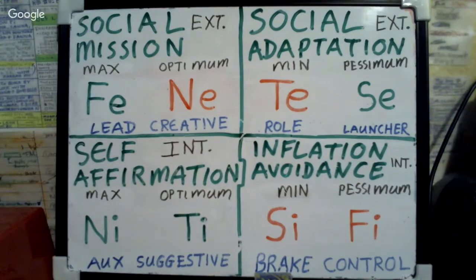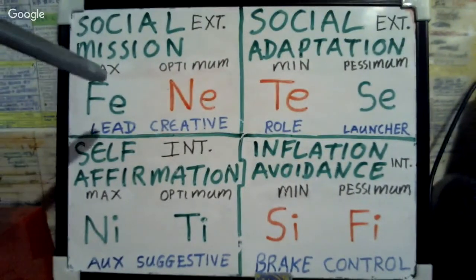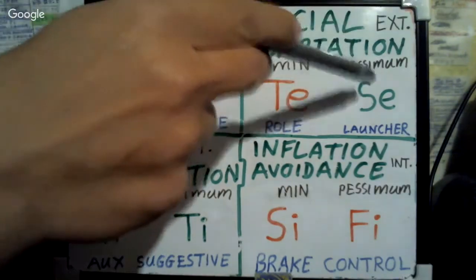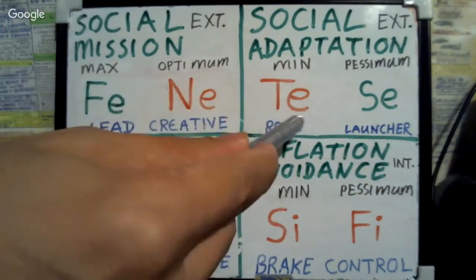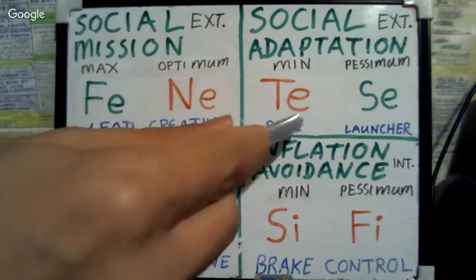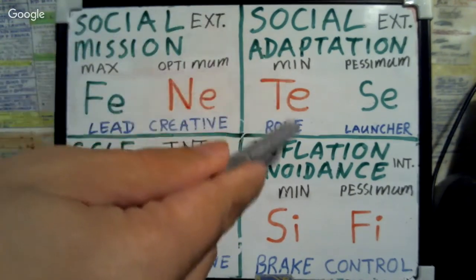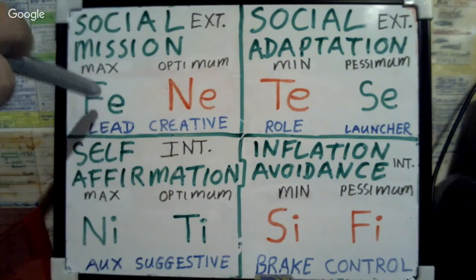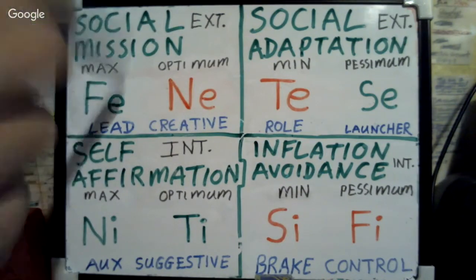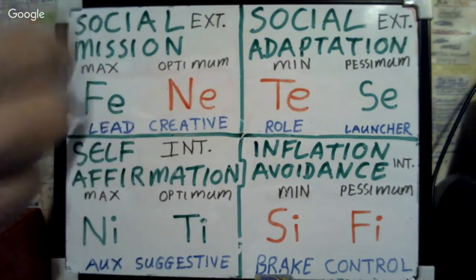Next block, the social adaptation block. Not as much energy for this, so minimum and pessimum, and this is very sensitive, which I'll go on about in a moment. Role function, same mindset as the lead one, an extroverted judging function, so this can switch to this quite easily. Because it's FE, this makes this type more likely to switch to the role function than other types. The FE DOMs will do this.